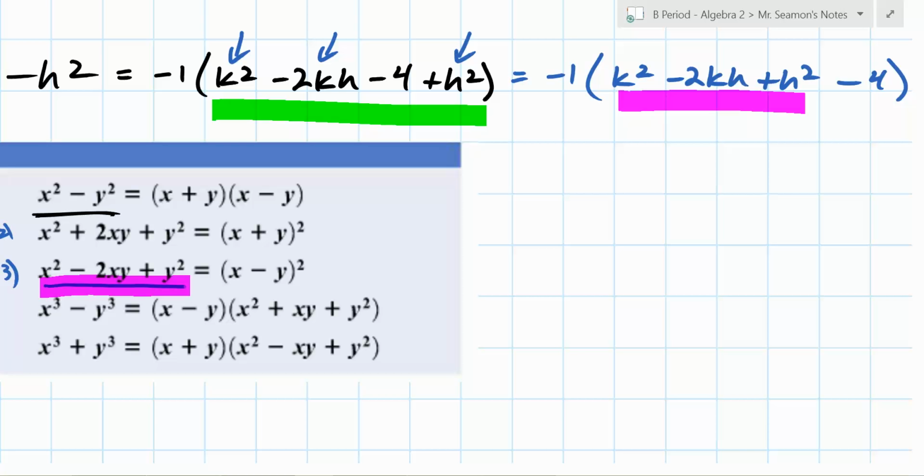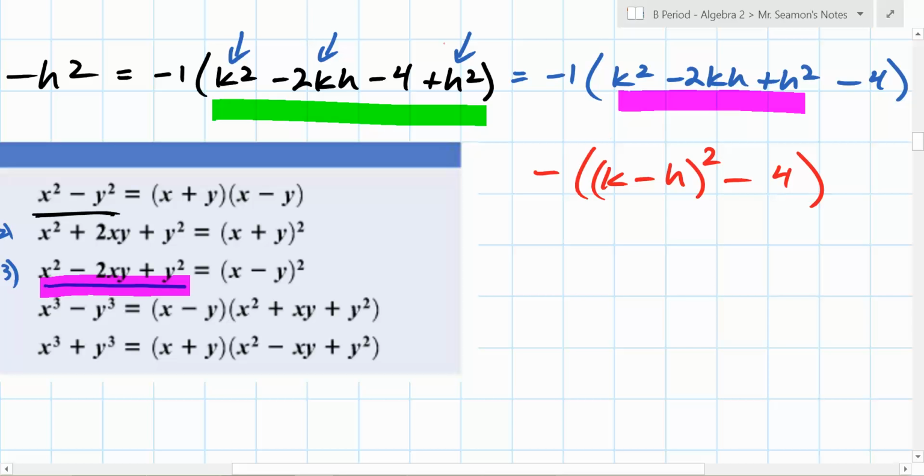This right here is what? (x minus y) squared. So what is this going to be? I don't see any x's and y's there. Well, k's. (k minus h) squared. So what do we have here? (k minus h) squared minus 4. You see the purple, everybody? It's all the same. This form is exactly the same as this one.